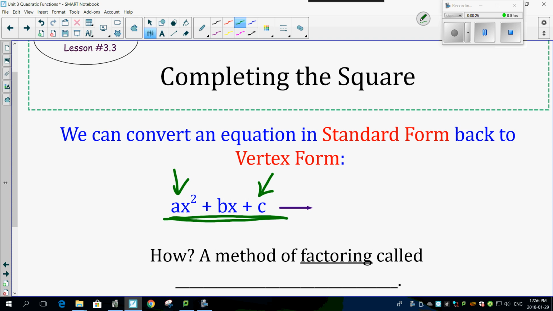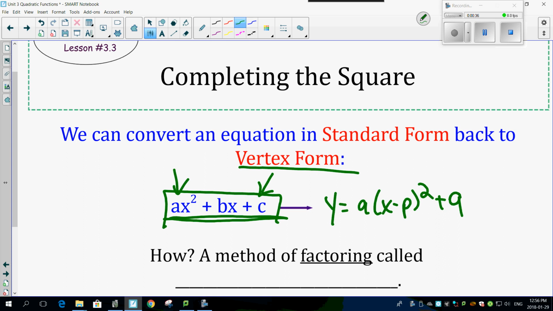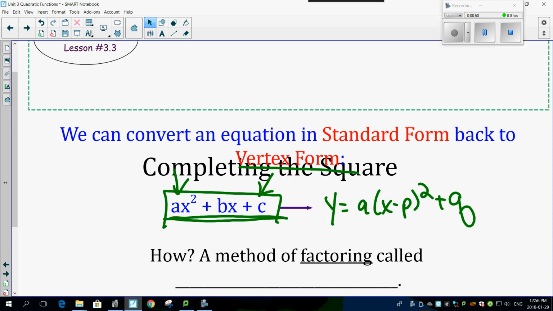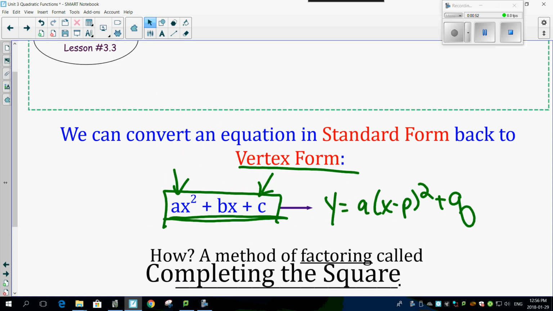So the idea now is to take this and go back into vertex form, y equals a(x minus p) squared plus q. Because remember, the p and q gave us so much more information: maxes and mins, the axis of symmetry, and a couple other wonderful things. Well, we're going to do this very simply by a method called, well, guess what? Completing the square. So that's how we're going to do this.